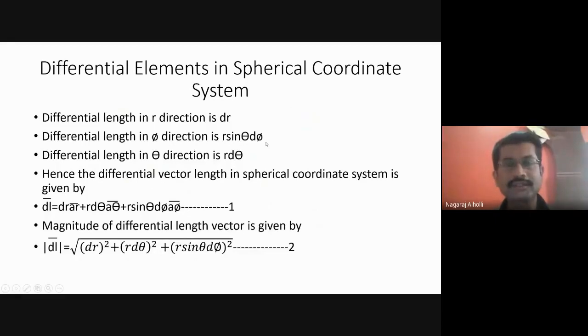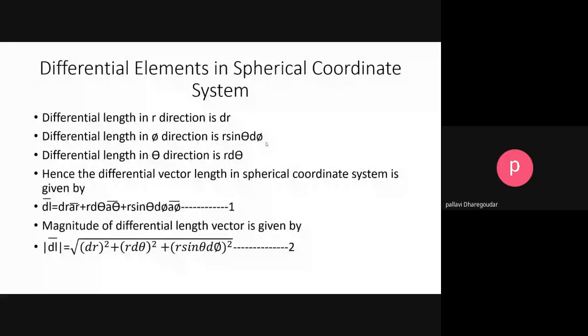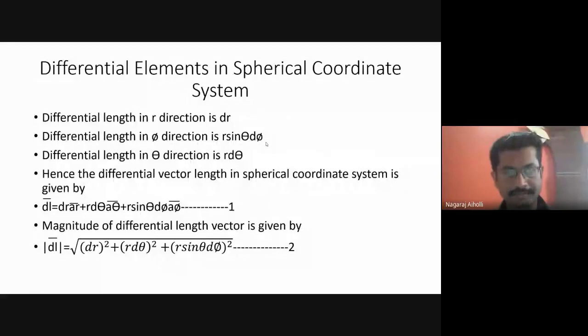Is this point clear, students? How we are getting this? Did you all understand, dear students? How we are getting dr, how we are getting r d theta, and how we are getting r sine theta d phi? Is the concept clear here? Yes, sir. Okay, fine. Good.